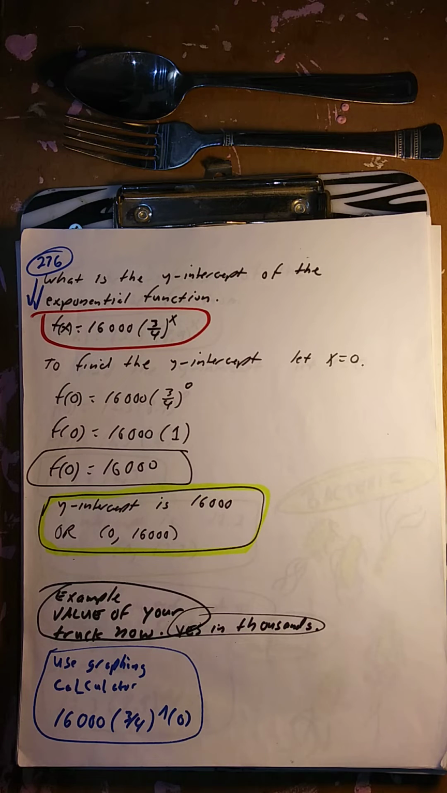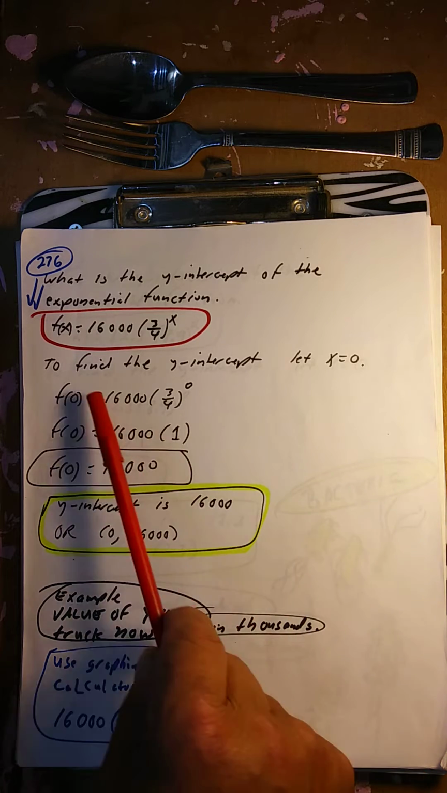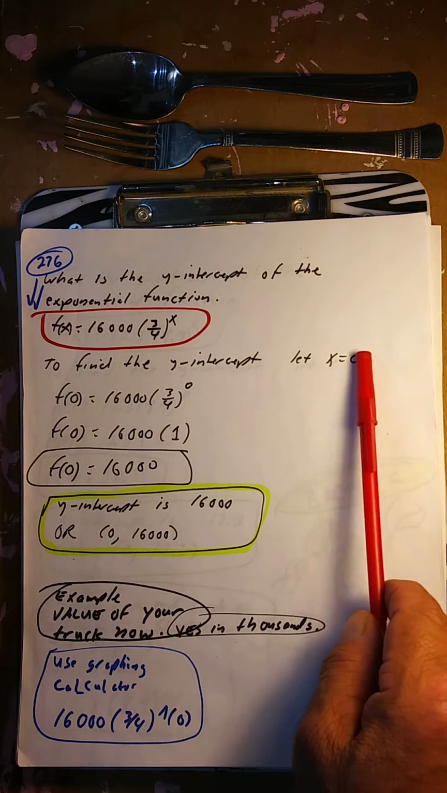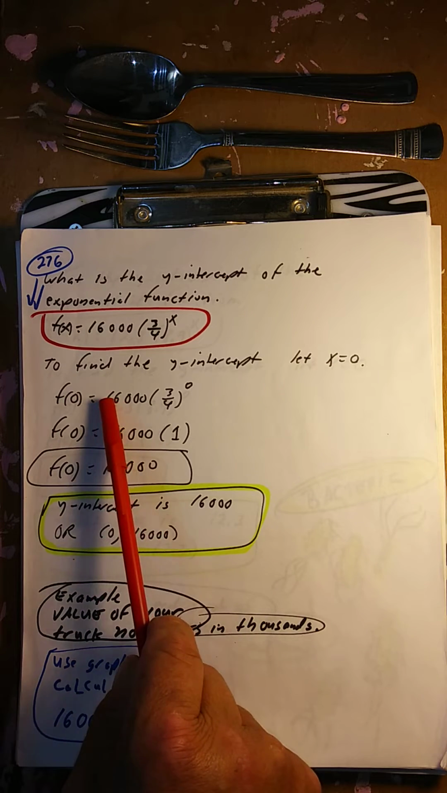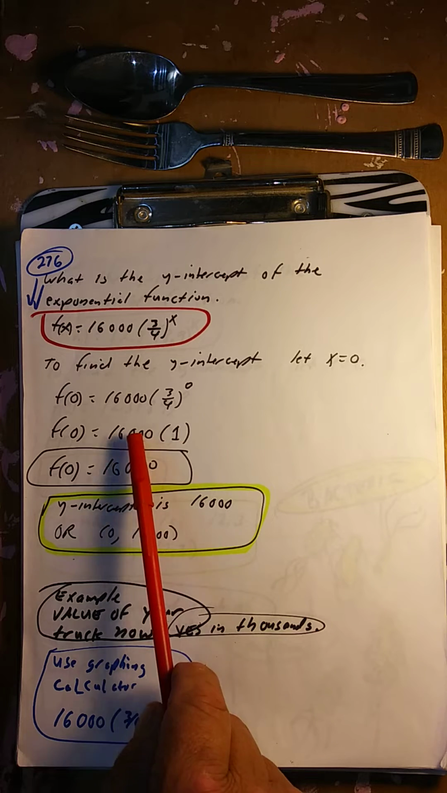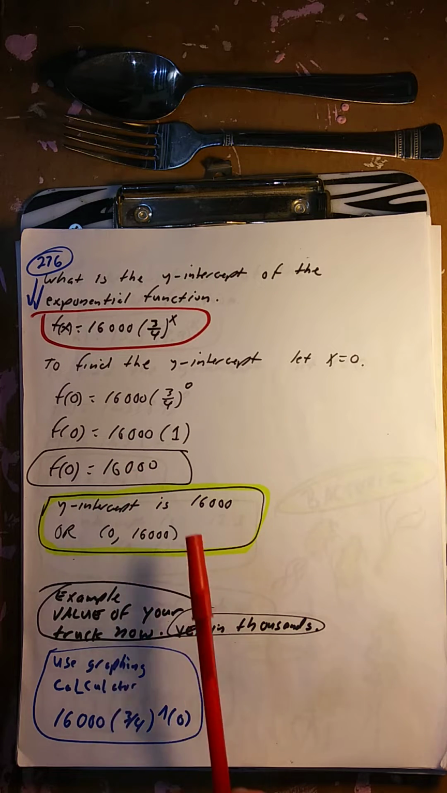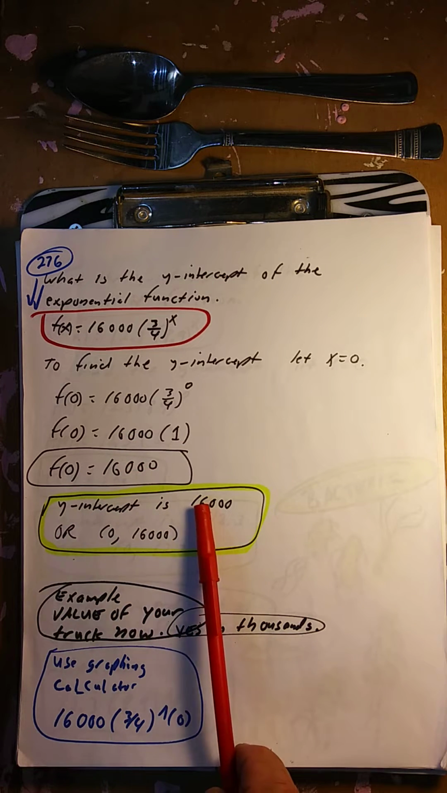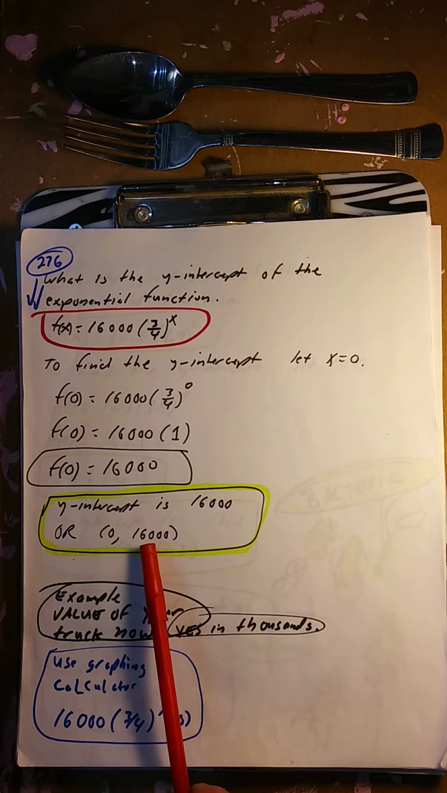Find the y-intercept. What is the exponential function? To find the y-intercept, let x equal 0. So f of 0 means this number times 3/4 to the 0. 3/4 to the 0 power is 1. 1 times that is the same number, 16,000. So the y-intercept is 16,000, or (0, 16,000).